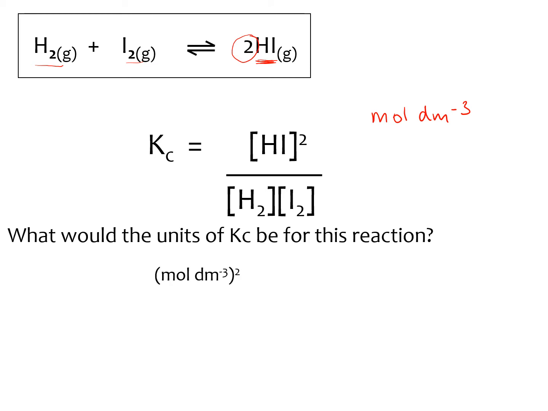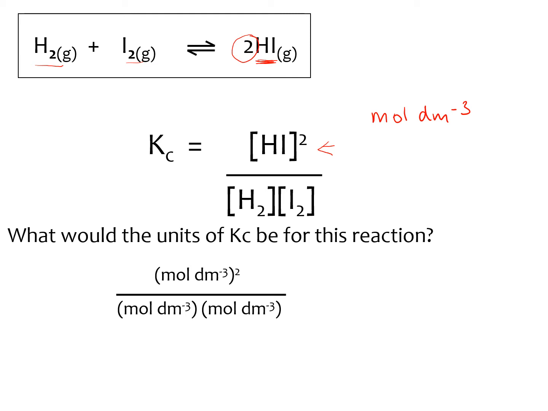So for this particular one, on the top, we can see that we have two concentration terms. We have HI concentration squared. So I've put here moles per decimeter cubed in brackets squared. On the bottom of the fraction, we've got two concentration terms, moles per decimeter cubed, moles per decimeter cubed.